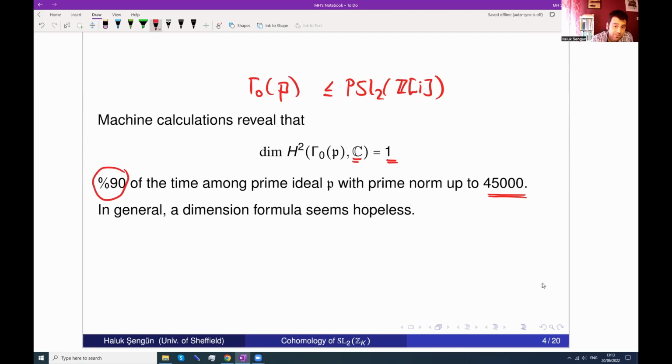It's a big contrast because we've seen that if you do this for the classical modular group, Gamma naught of a rational number P with H1, the dimension will be roughly speaking P plus 1 over 6, something like that. We just observed, so it grows nicely, whereas here I'm stuck at dimension 1 90% of the time.